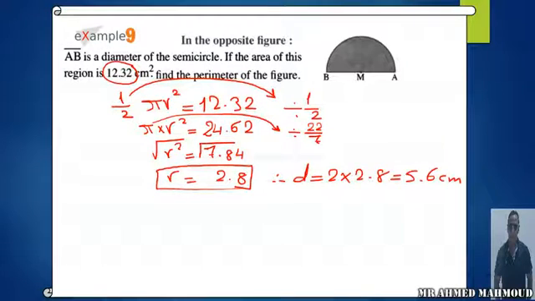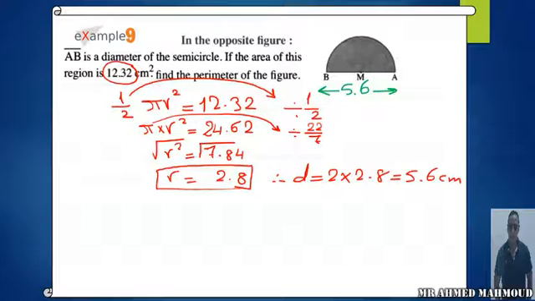Now I need to find the perimeter of the shape. To find the perimeter of the shape, I will need to find the length of the semicircle and the diameter, then add them. Now we have the diameter here equal to 5.6 centimeters. Now I need to find the semicircle length. I will do the next.